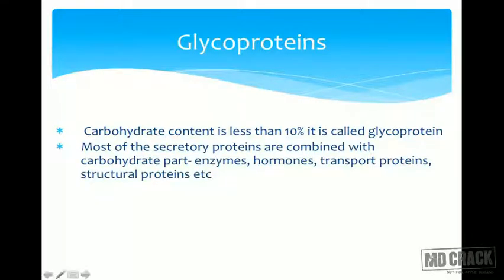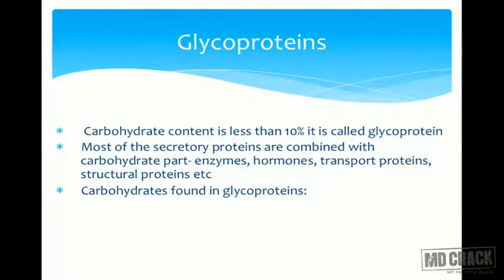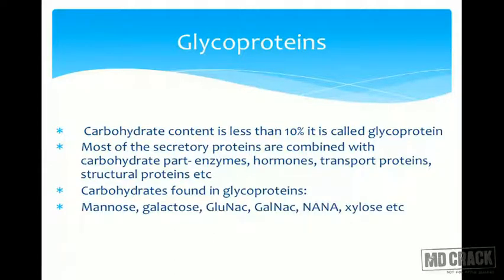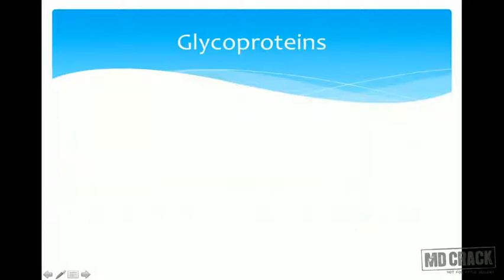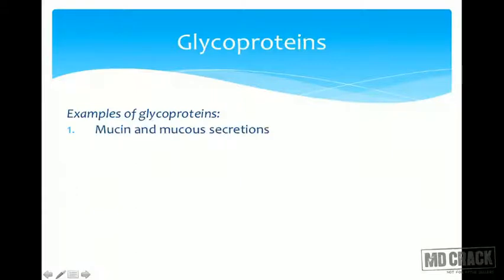Remember, in proteoglycan the carbohydrate content is 95%, whereas in a glycoprotein the carbohydrate content is only 10%. So most of the secretory proteins are combined with a carbohydrate part. Enzymes are glycoproteins. Transport proteins are glycoproteins. Hormones are glycoproteins. Many of these are glycoproteins in nature. The different carbohydrates that can be present in glycoproteins include mannose, galactose, N-acetylglucosamine, N-acetylgalactosamine, xylose, etc.